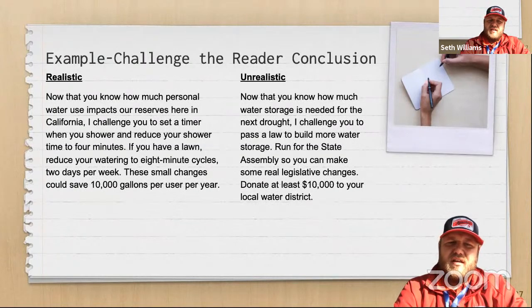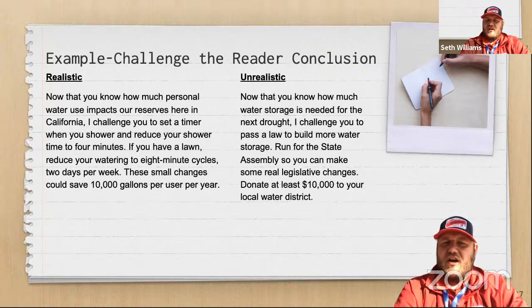Here's a realistic one. Now that you know how much personal water use impacts our reserves here in California, I challenge you to set a timer when you shower and reduce your shower time to 4 minutes. If you have a lawn, reduce your watering to 8-minute cycles 2 days per week. These small changes could save 10,000 gallons per year per user. That sounds very realistic. You just have them take shorter showers, change a little dial on the sprinkler, and that's pretty easy to do.